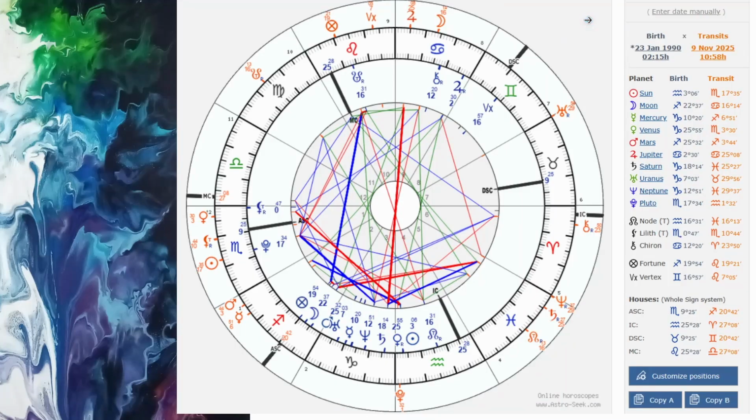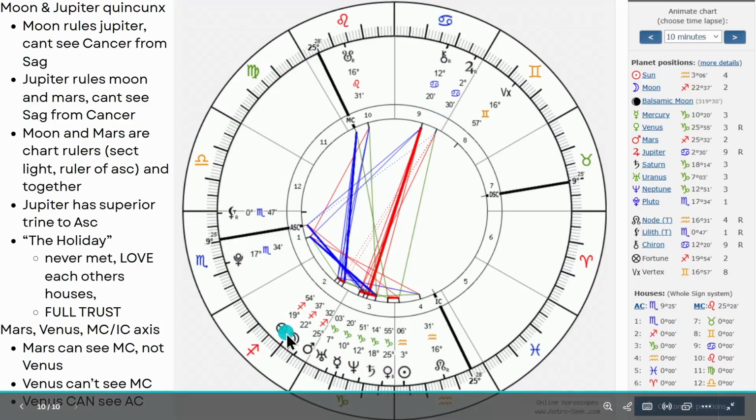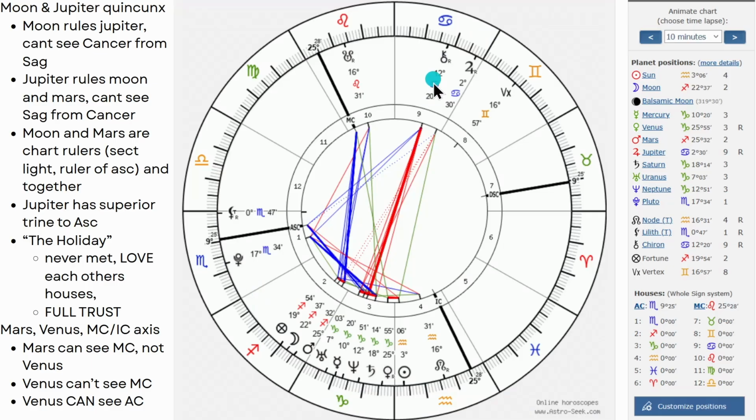So back to my chart here. This is my chart with the quincunxes and the semisextiles highlighted. And I'm just going to give some examples from my chart. So I've got Moon and Jupiter quincunx, and I've got Mars in there as well. Moon rules Jupiter, but he can't see Cancer from Sagittarius. Jupiter rules Moon, but can't see Sagittarius from Cancer.